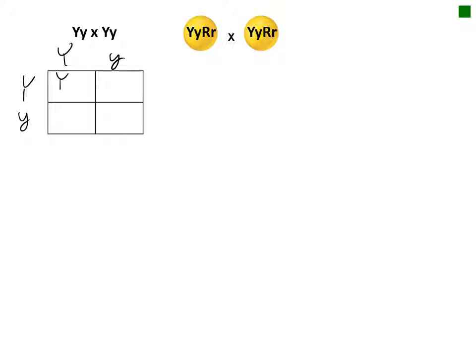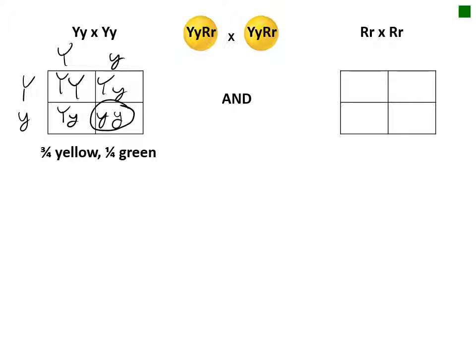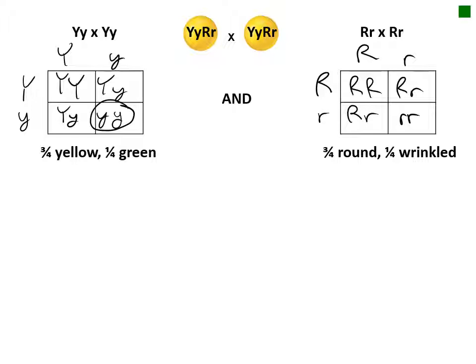For example, going back to the cross of two heterozygous plants, instead of doing a 16-box Punnett square, we can do two separate monohybrid crosses, one for the color gene, where we see 3/4 yellow and 1/4 green, and one for the shape gene, where we see 3/4 round and 1/4 wrinkled. We will then use a forked line method to combine these probabilities.